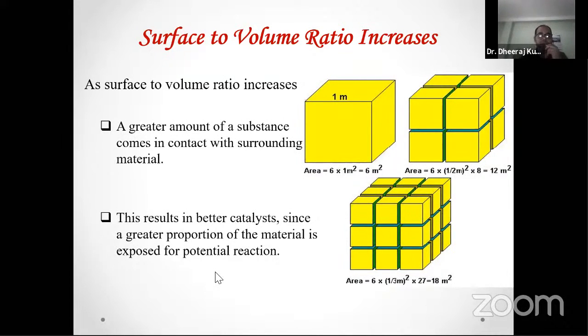This surface area also increases, so it becomes more important in nanoscience because a catalyst has more option to react with the materials.